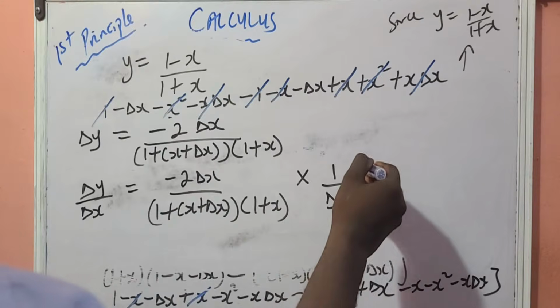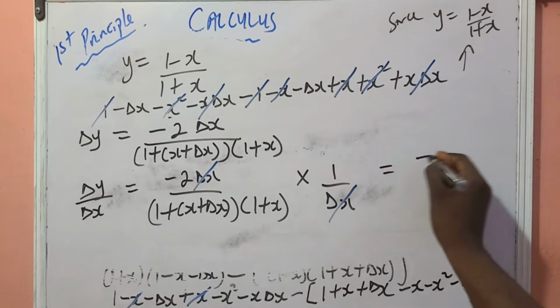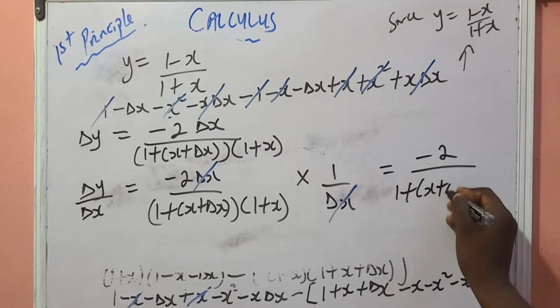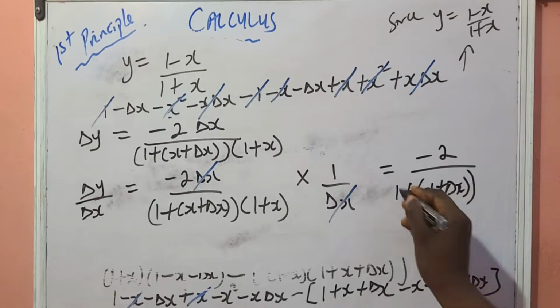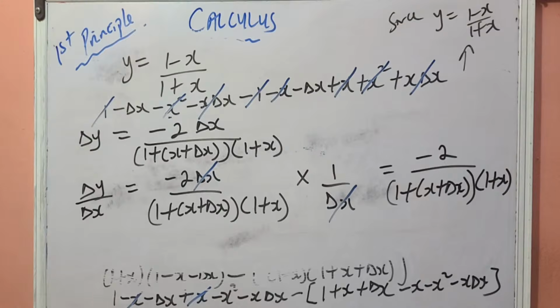We can see change in x here. I can cancel this. I can cancel this. Obviously, I've not done anything wrong. And obviously, that means I'll be left with minus 2 over 1 plus x plus change in x, then 1 plus x. These questions come out a lot using first principles.